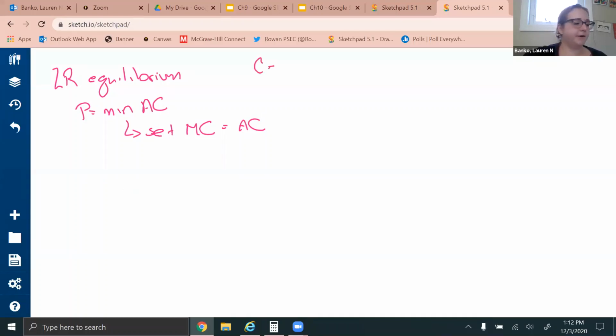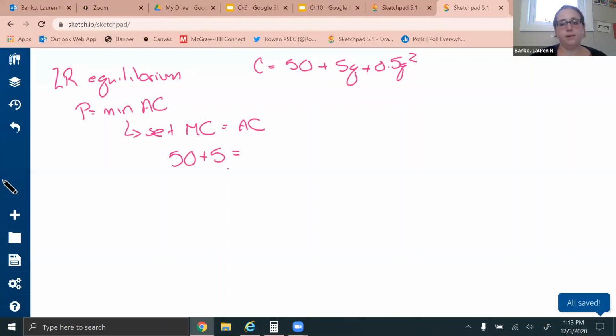As a reminder, our cost was 50 plus 5q plus 0.5q squared. So our marginal cost we found already, that was 50 plus 5. Or I'm sorry, no, it wasn't. But we did find this before. The 50 goes away. We get the derivative. This is 5 plus q, right? And then for average cost, we just take this whole thing and divide it by q.